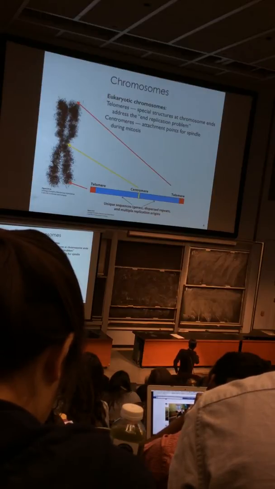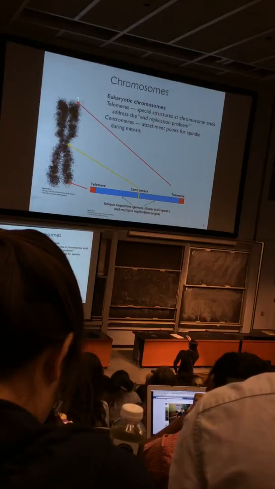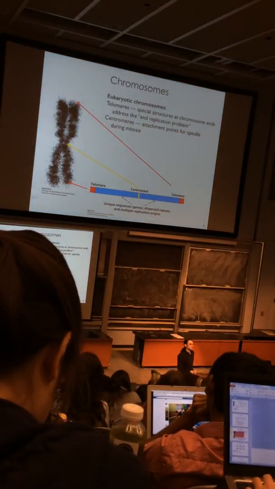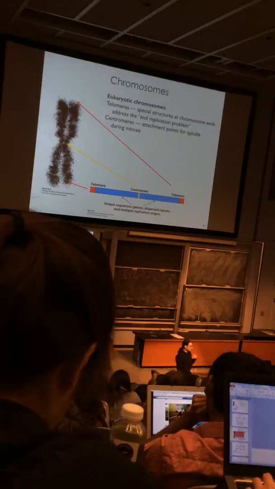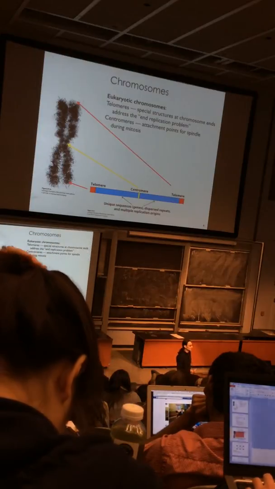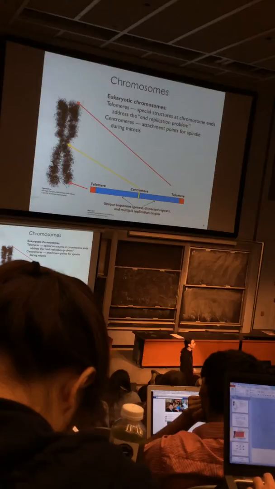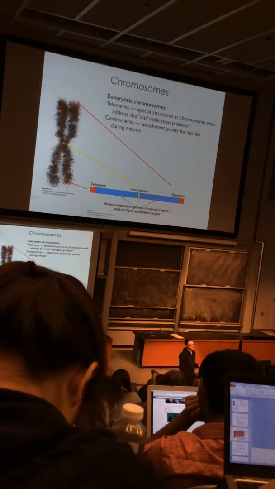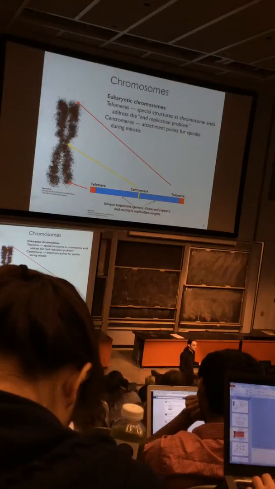The other point is that since this molecule is linear, it has two ends. These are the telomeres, and as we're going to discuss when we talk about DNA replication, replicating the very ends of a linear molecule actually causes some substantial problems, and so the telomeres contain special sequences, and the cell actually has a special machinery to deal with these chromosome ends.